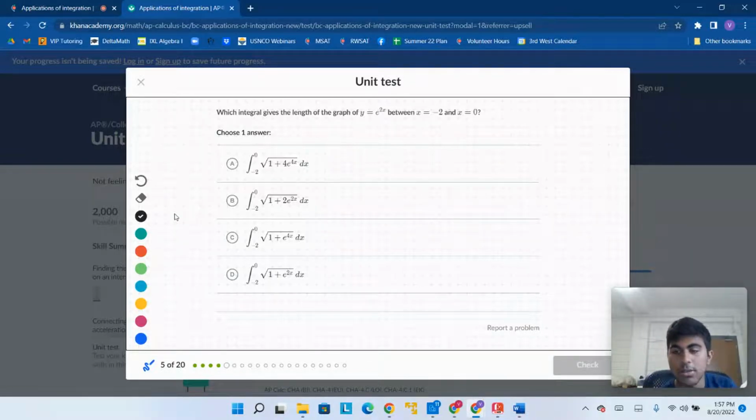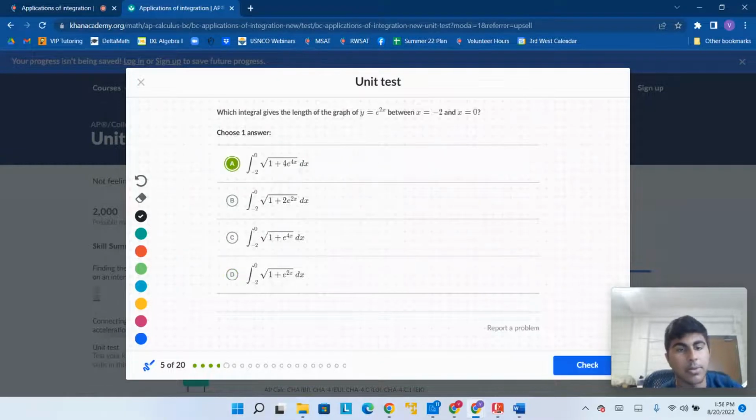Now when x is not really defined as anything, you're trying to find it between negative 2 and 0. You put up the square root. Okay, so you have the dx, right? What's the derivative of x? Well, it's just 1. So you have 1 squared, 1. And then you have the derivative of y. The derivative of y is going to be 2e to the 2x. And then you square that. So then you get 4e to the 4x. And that's going to be dx. And that's your integral, which is not that one. This is that one. And that is our answer. And we can keep going.